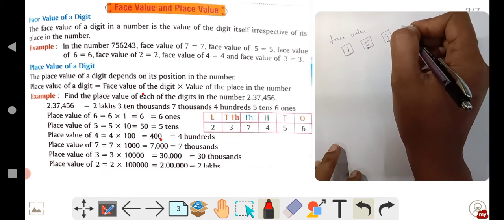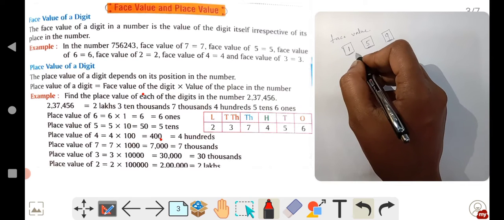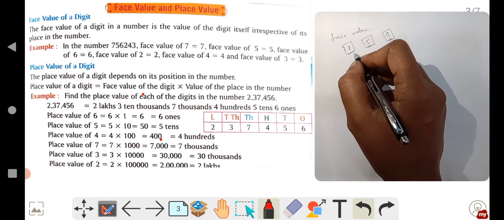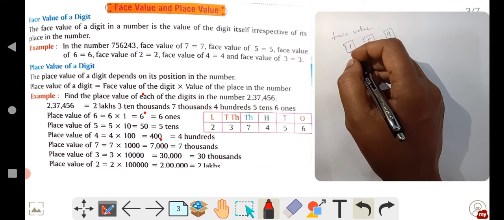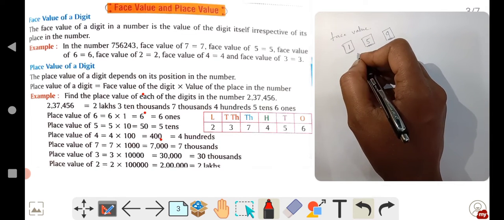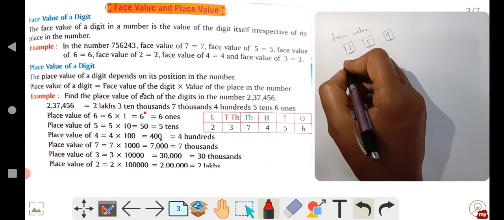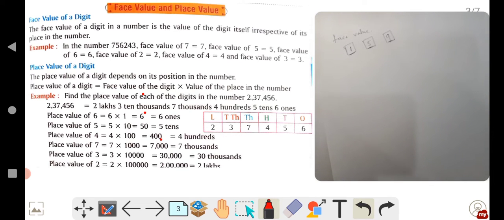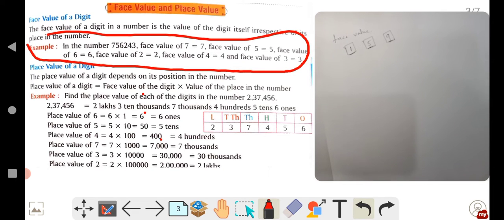Okay, so face value has its own value, it doesn't change irrespective of whether it is in the tens, hundreds, or thousands place. The face value will remain always the same, it will not change for any place value. For example, in the number 756,243, the face value of 7 is 7, the face value of 5 is 5, of 6 is 6, of 2 is 2, of 4 is 4, and of 3 is 3 itself. There is no change in the face value.